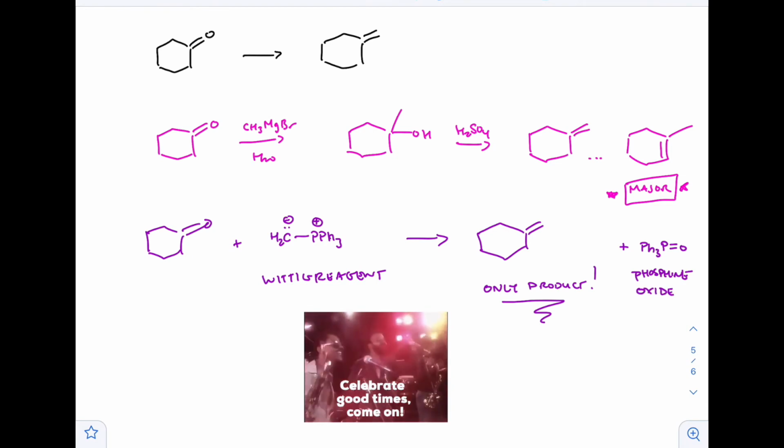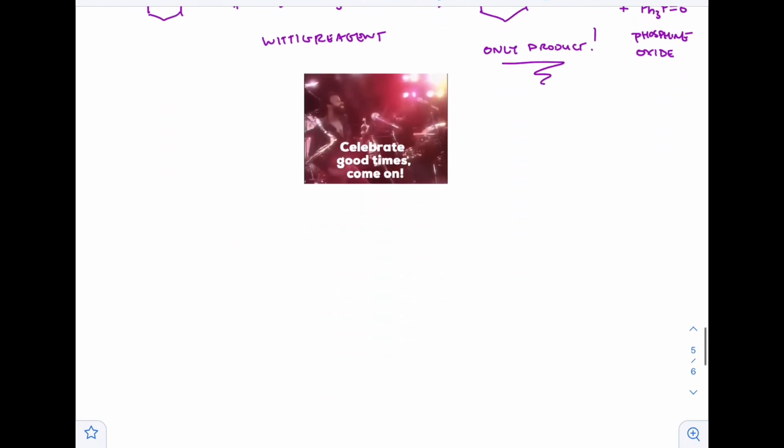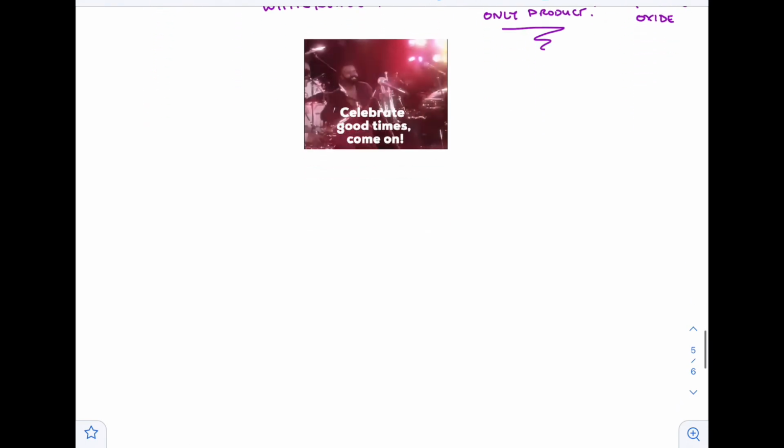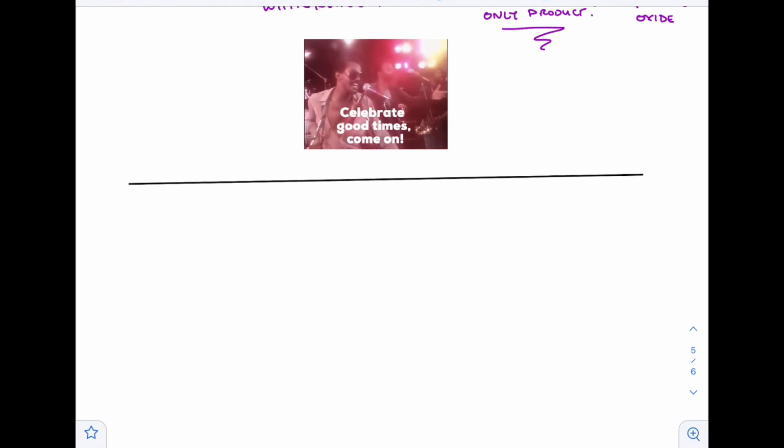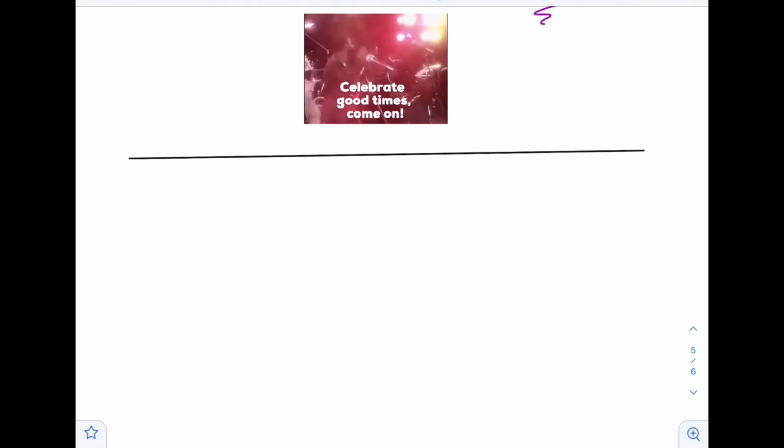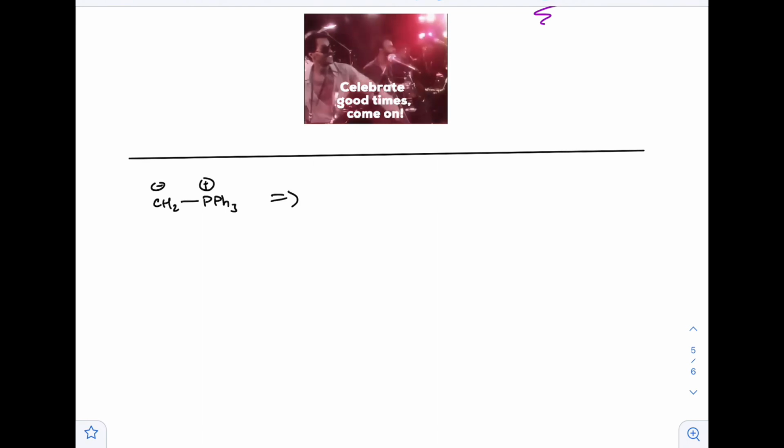One of the other byproducts that I don't really care about that much, but you should know about, is phosphine oxide, right? Triphenylphosphine oxide is toxic, and so of course in a lab we would want to know that, and you were told about that if you did the lab. So how do we form that phosphonium ylide, that Wittig reagent, right?